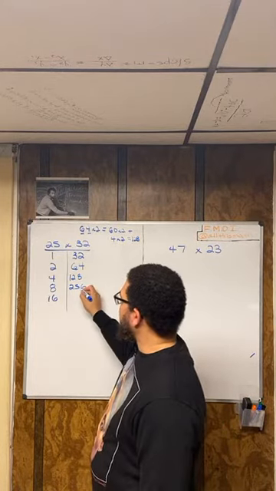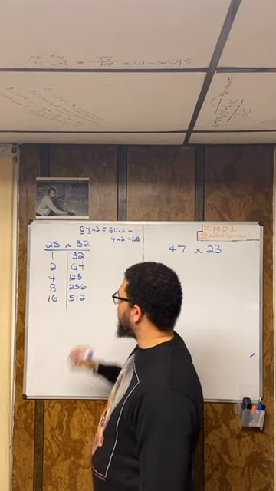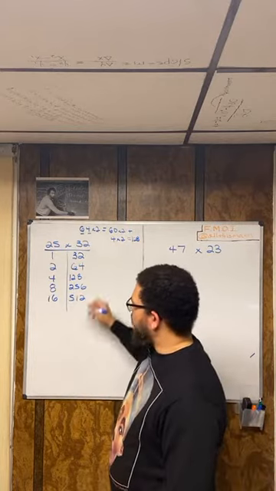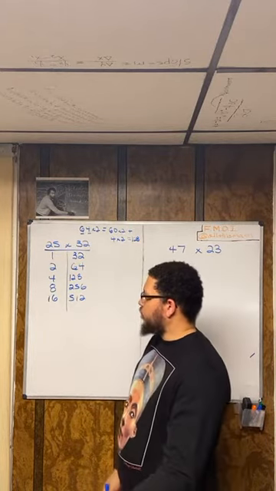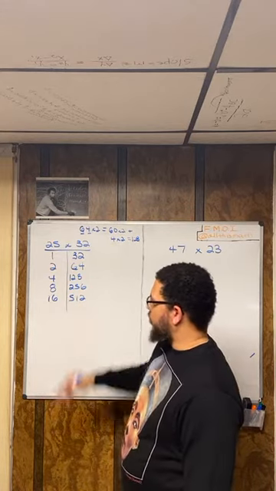So then 256 doubles and becomes 512. 200 times 2 is 400. 50 times 2 is 100. 6 times 2 is 12. So 400 plus 100 plus 12 is 512.